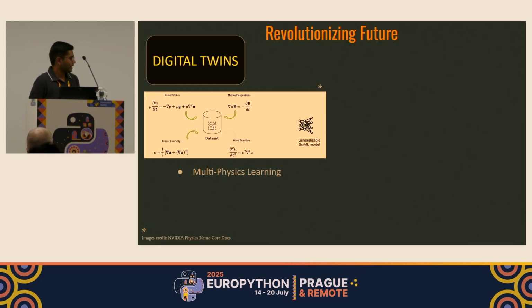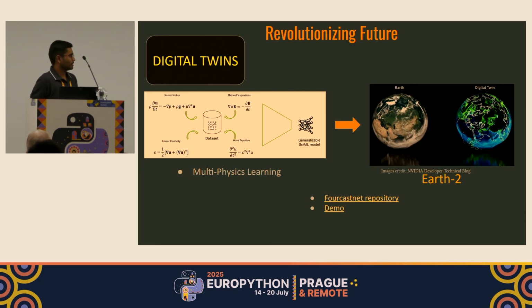And through this, we can come up with something like this, which is Earth 2. I'm not affiliated with or endorsed by NVIDIA, but I found this application really interesting. Here they employed a multi-physics learning algorithm, ForecastNet, which is based on physics learning. They managed to create a digital twin of the Earth to forecast and experiment with possible weather scenarios around the world. You can access the repository of the project and the demo from the link.